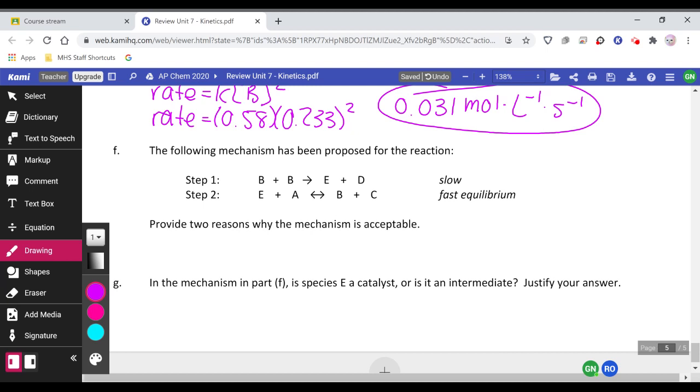Okay, another mechanism. The following mechanism has been proposed for the reaction. We have step 1 and 2. Provide 2 reasons why the mechanism is acceptable. Okay, so first we need to get an overall reaction. And so we can cross out E. We can cross out B, one of our B's. And so our overall, we're left with A plus B yields C plus D.